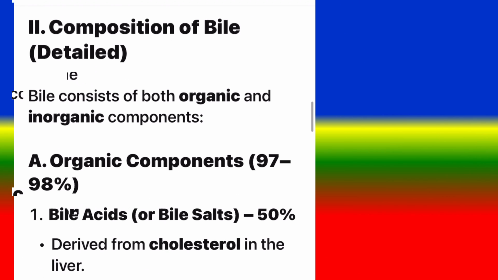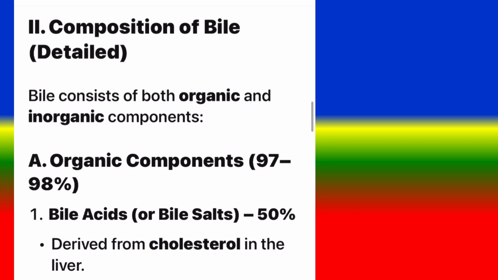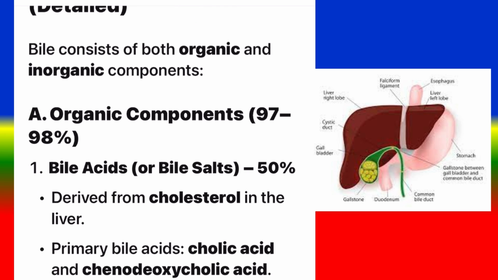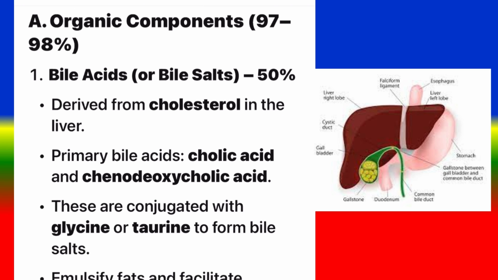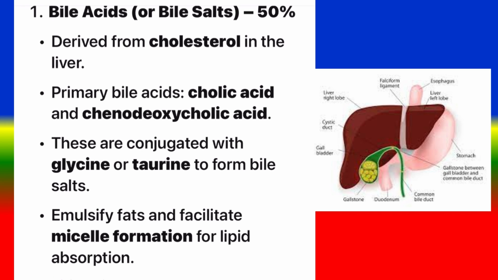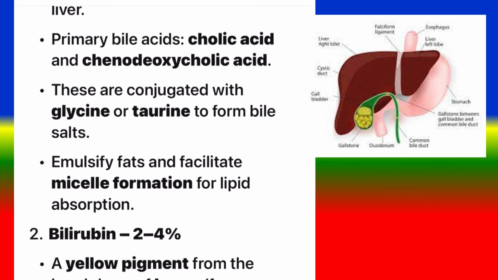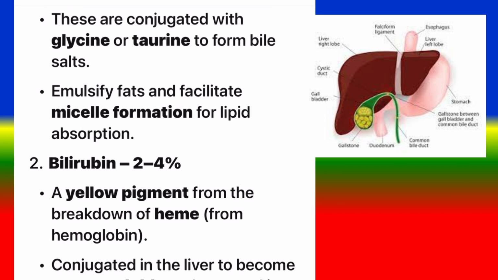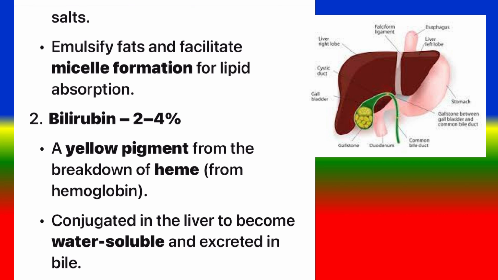2. Composition of bile, detailed. Bile consists of both organic and inorganic components. A. Organic components, 97-98%. 1. Bile acids or bile salts, 50%, derived from cholesterol in the liver. Primary bile acids, cholic acid, and chenodeoxycholic acid. These are conjugated with glycine or taurine to form bile salts. Emulsify fats and facilitate micelle formation for lipid absorption.